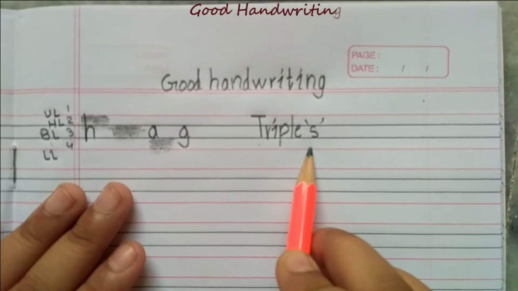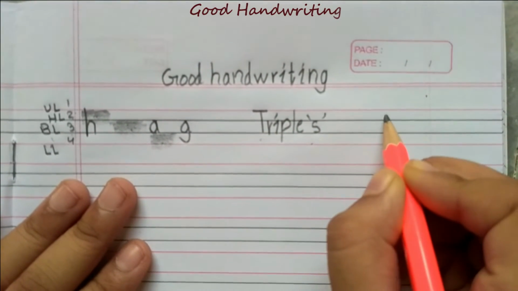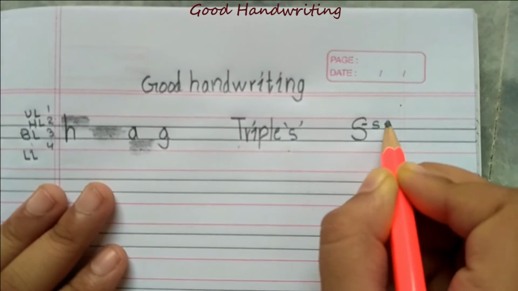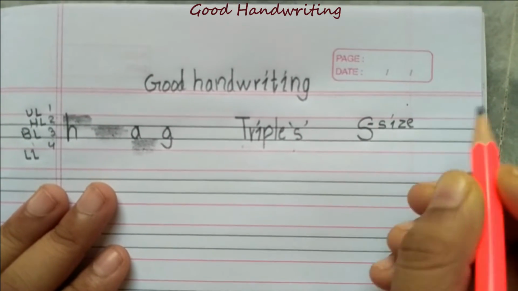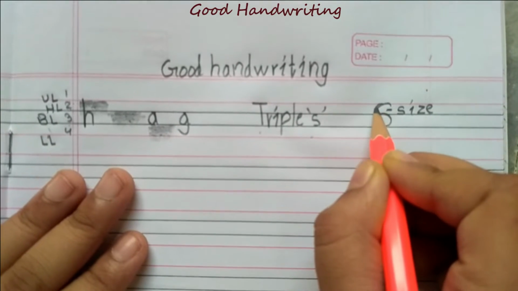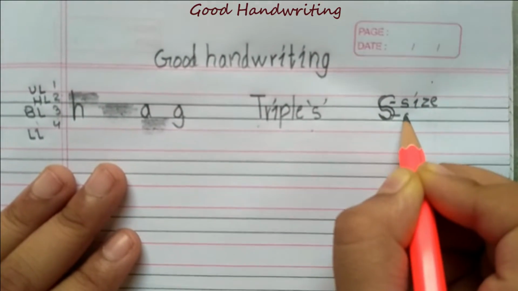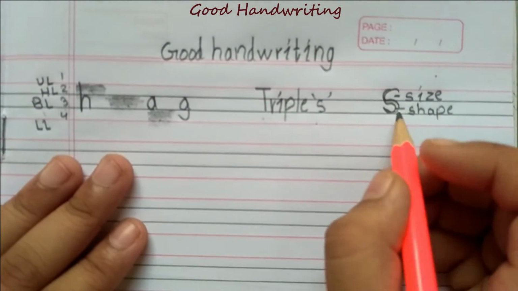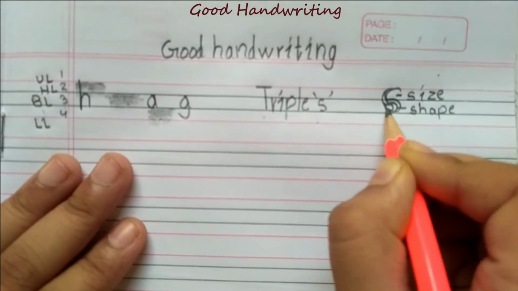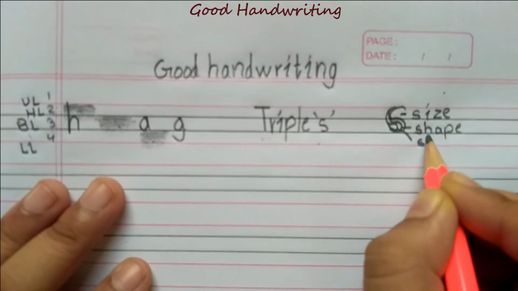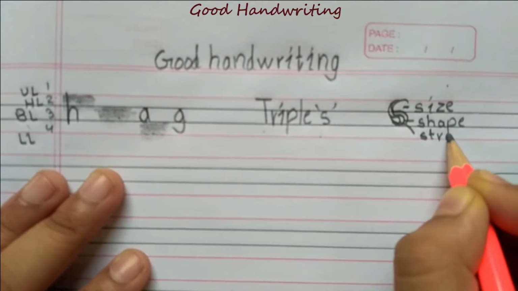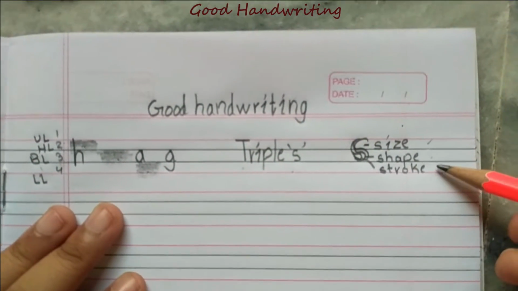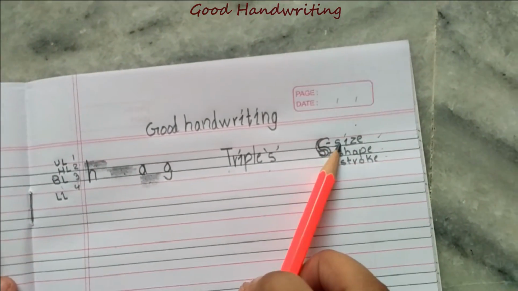In the triple S principle, there are three S. The first S is size. And the second S is shape. And third is stroke. Size of the letter, shape of the letter, stroke of the letter. We have to know first size of the letter.